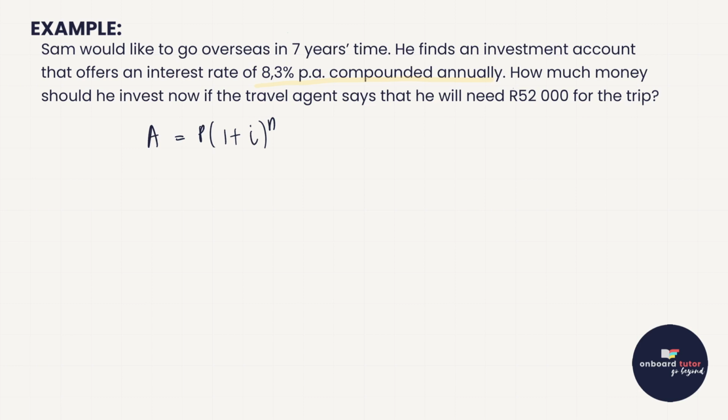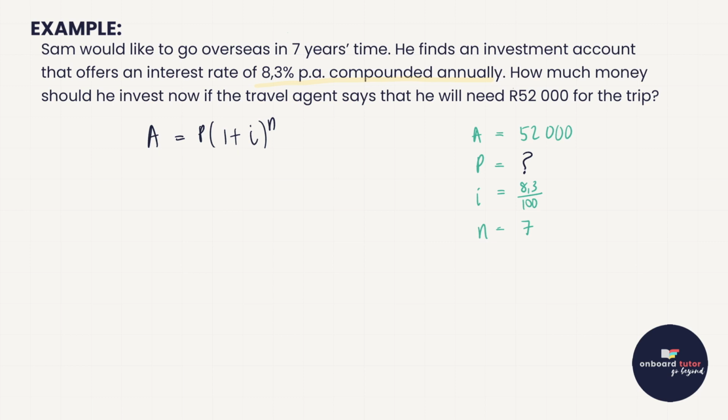A = P(1 + i)^n. And I find it very helpful to look and say, okay, what do I have in this question? Because it looks a bit more complex than the previous one that we did. He wants to go overseas in 7 years' time, so that's the n value there. He finds an investment account that offers him an interest rate of 8.3%. How much money should he invest now if he needs 52,000? So in other words, what present investment should he do so that one day he ends up with the 52,000 Rand? By doing that, I can see there's my question: they want to know the present value.